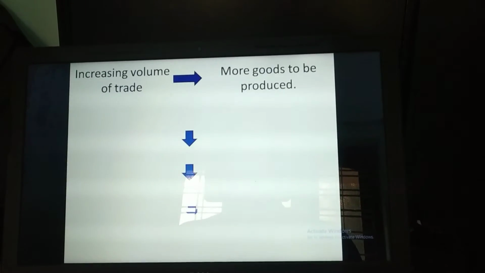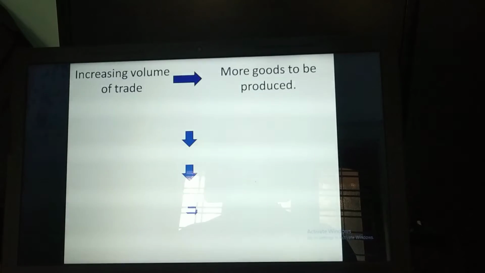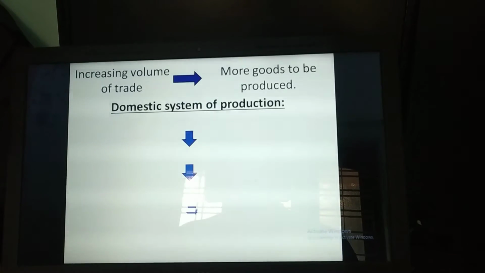The first thing to be kept in mind is that there was an increase in the volume of trade. So what happened? More goods had to be produced. So that was the condition at that time. So what was the system that was happening at that time? The system that was happening at that time is known as a domestic system of production. This was a system that was being practiced in the world at that time. And what do you mean by the term called domestic system of production?